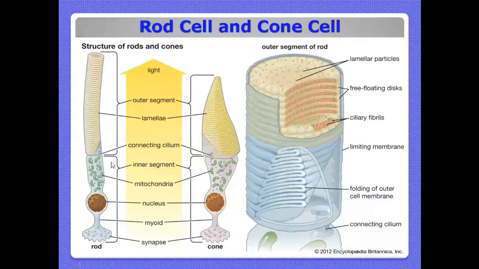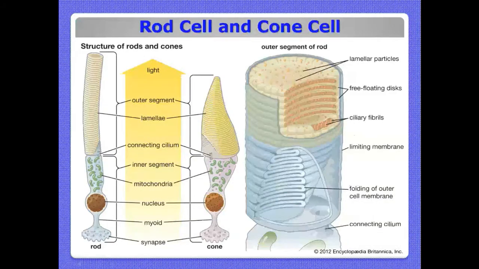This is the inner segment of rod, inner segment of cone. These two are outer segment. Outer segment only differs between the cells. Inner segment is the same. Connecting cilium is connecting outer and inner segment. So both the rod and cone cells have inner segment and outer segment. In the inner segment both have the same arrangement.